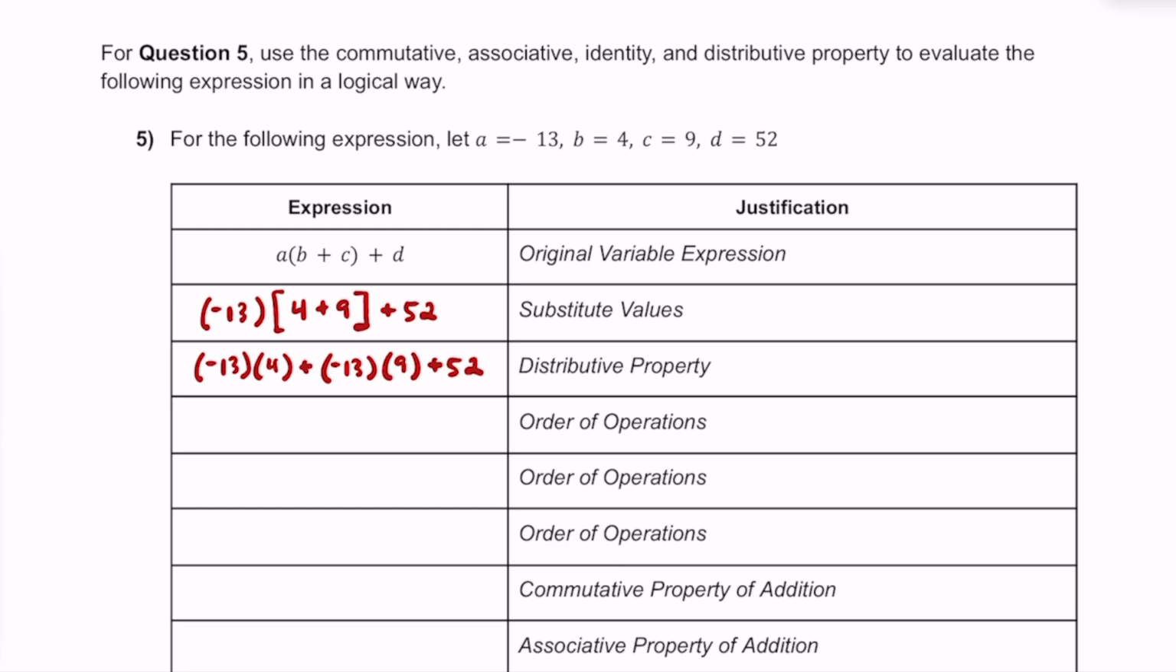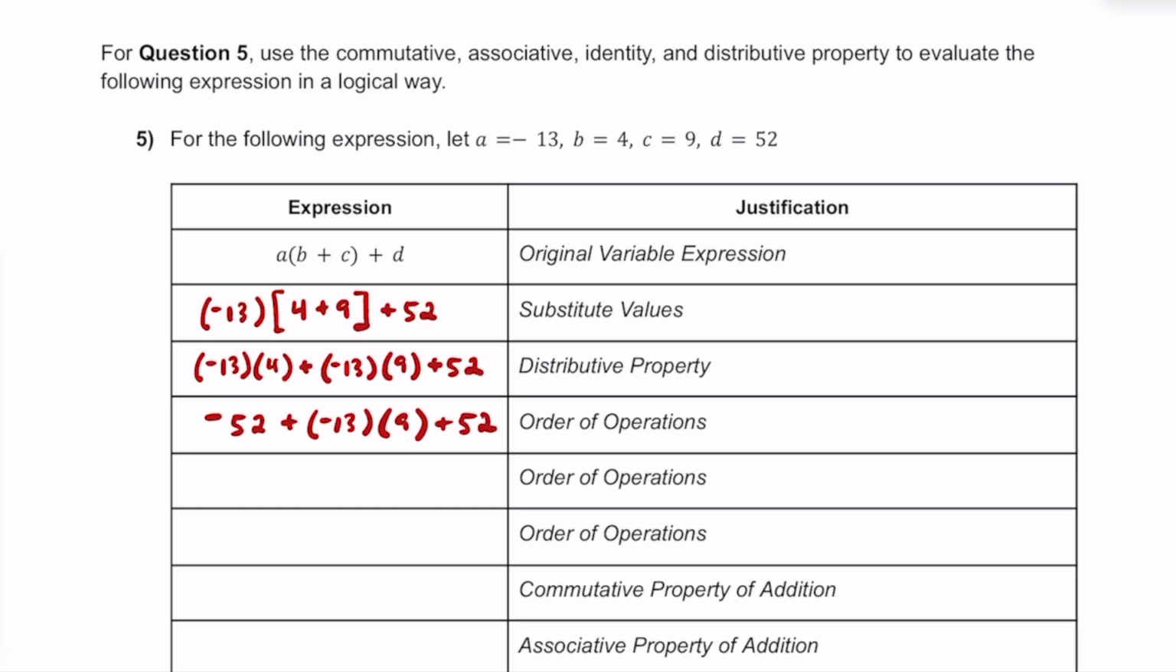Okay. Next, we're going to follow the order of operations. So we don't need to insert any parentheses here just because multiplication has to go first. There are two multiplication problems here. We're going to do the one on the left, just going in order from left to right. So negative 13 times 4 is negative 52 plus, and then we have this negative 13 multiplied by 9, and then we have this plus 52 at the end here.